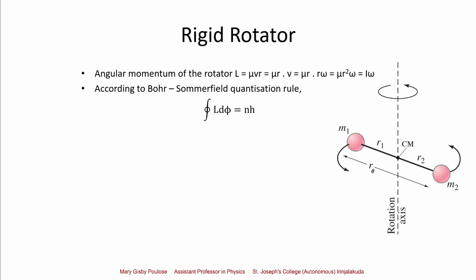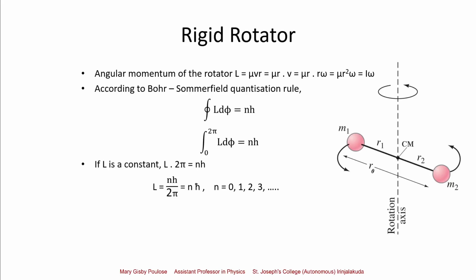It can rotate only with particular specific values, and that is given by nh. Since rotation is from 0 to 2 pi, we integrate the angular momentum L from 0 to 2 pi, and if L is a constant, we get L into 2 pi, which is equal to nh. That means L is equal to nh by 2 pi. Representing h by 2 pi as h cut, I can write it as n h cut, where n is the quantum number having values 0, 1, 2, 3, etc. It is represented as the principal quantum number.